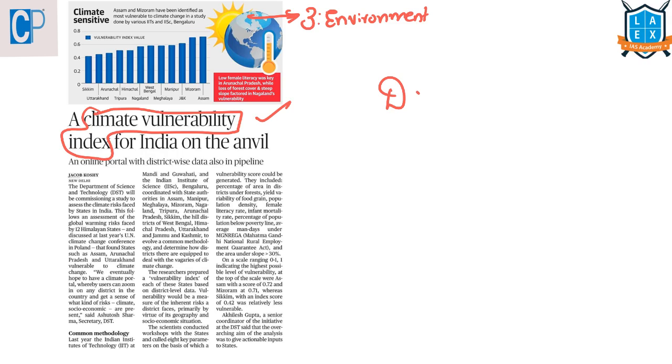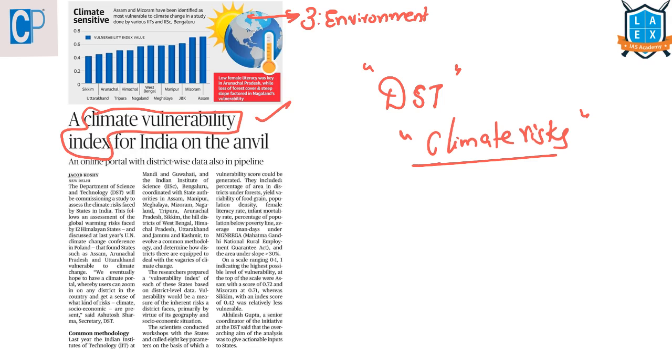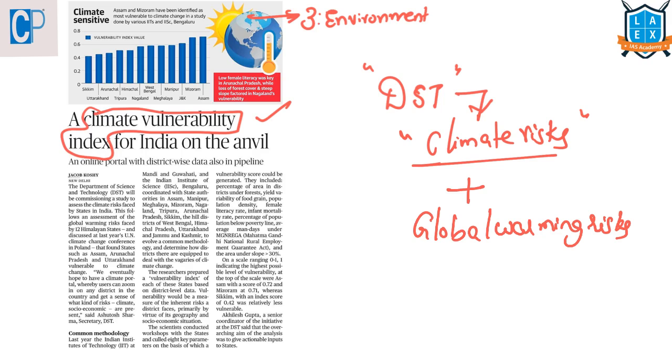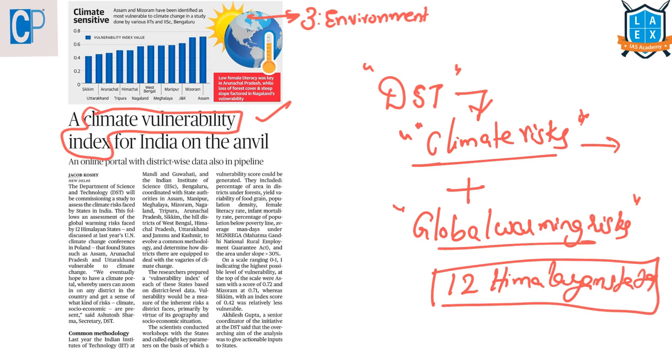The Department of Science and Technology is going to start a study to assess the climate risks faced by the states of India. This assessment will be followed by another assessment of the global warming risks faced by 12 Himalayan states. Here, the climate risks are for the entire country, and then the global warming risks are for these 12 Himalayan states.